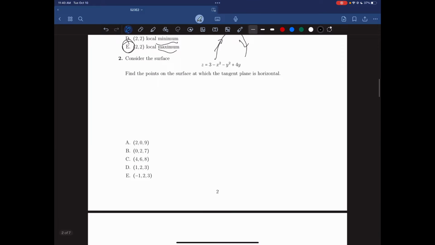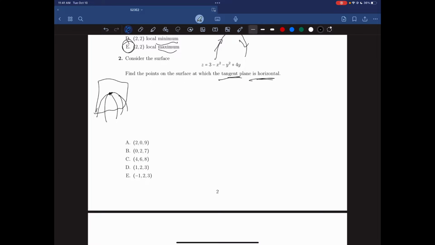Consider the surface z equals 3 minus x squared minus y squared plus 4y. Find all points on the surface at which the tangent plane is horizontal. Okay, so this is pretty much the same problem. Tangent plane horizontal is just going to be where we have a local min or max.